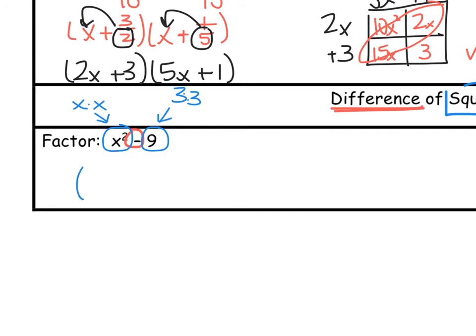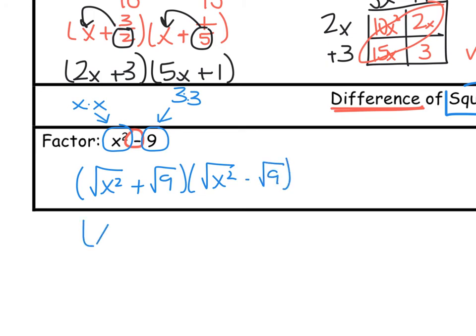When we want to factor this, it's the square root of x squared plus the square root of 9, and the square root of x squared minus the square root of 9. The square root of x squared is x, the square root of 9 is 3, and the same thing here. So we end up with x plus 3 and x minus 3.